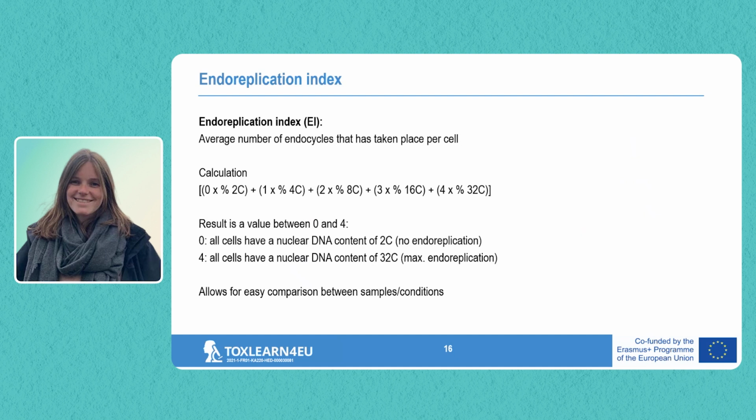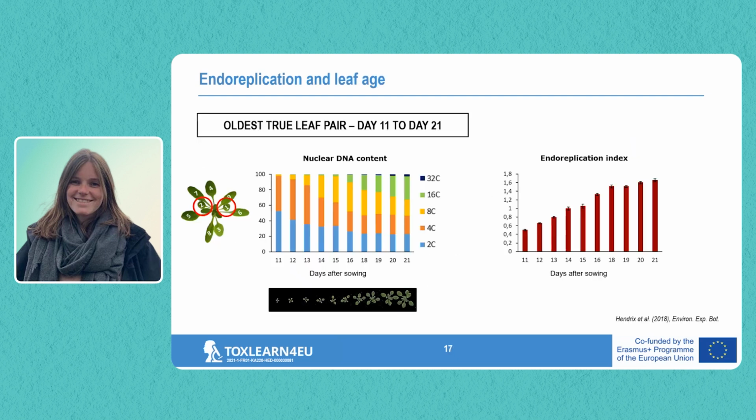Then you add up all these values. And I forgot to add here that you still need to divide by 100. And then you get, as a result, a value somewhere between 0 and 4. 0 would mean that none of the cells have undergone endoreplication. 4 would mean that all cells have undergone endoreplication. And this is just nice because it gives you one single value that you can compare between all of your samples. So in this case, this is the same graph that I just showed you.